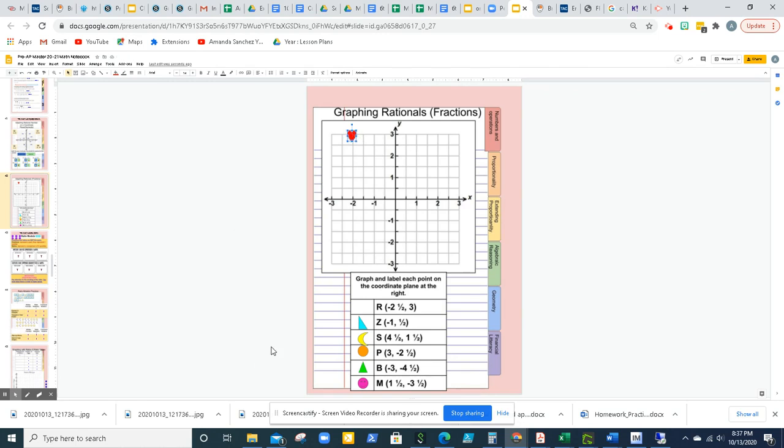Now I want you to pause it, and then I want you to try and graph the rest. And then when you unpause it, you'll check to see if you graphed them correctly.